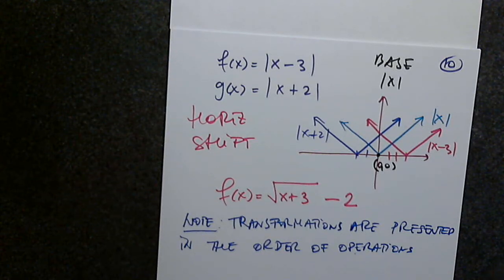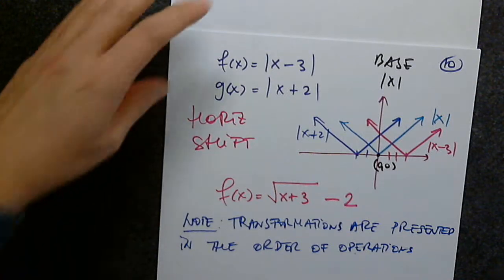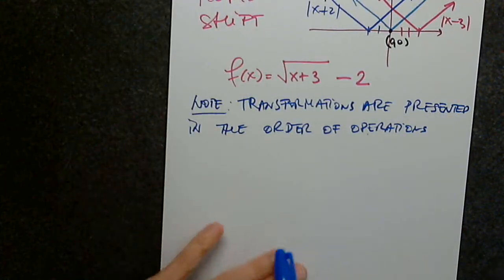Okay. Yeah. Or you just remember that when we change x into x minus 3, the graph moves to the right. And when we change x into x plus 2, the graph moves to the left. I just didn't want to ask you to memorize that. I wanted to show you why. Okay, transformations are presented in the order of operations.